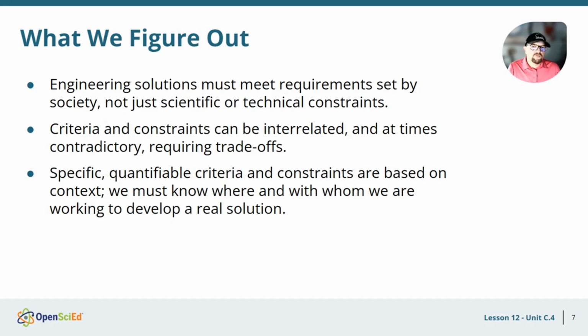By the end of Lesson 12, our students locked down three core engineering ideas. First, engineering solutions must satisfy societal requirements, not just technical or scientific ones. Second, criteria and constraints are deeply interrelated and often contradictory, meaning trade-offs are required. And third, specific quantifiable criteria and constraints depend on context. We have to know where and with whom we are working before we can finalize a real design.